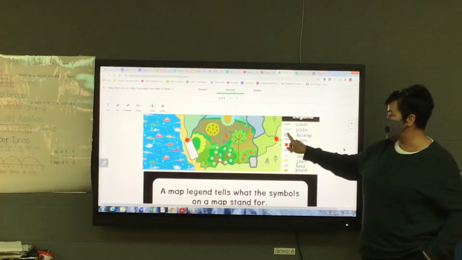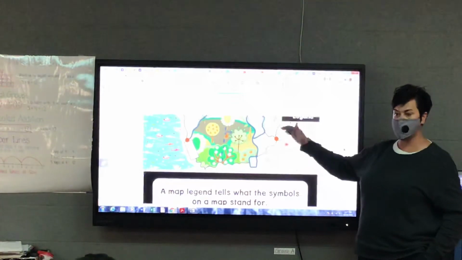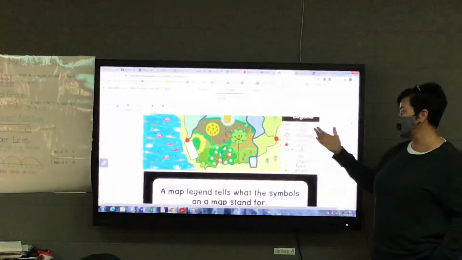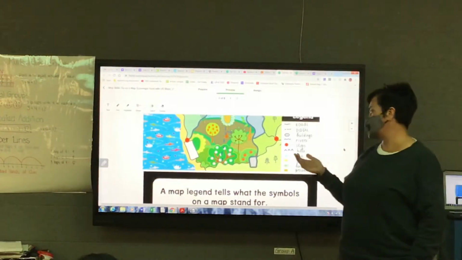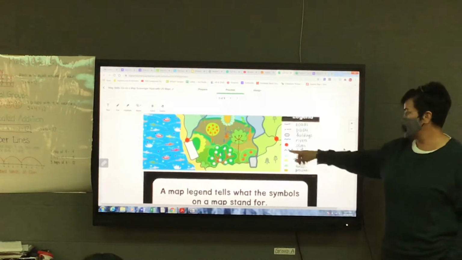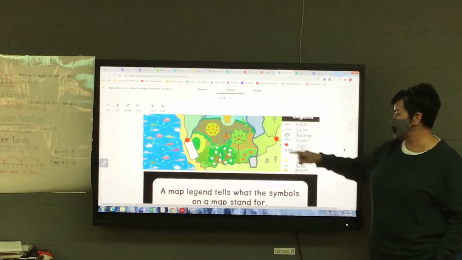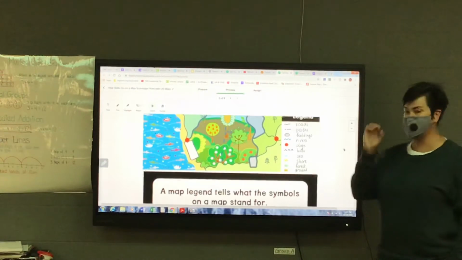So do you see the oval here? The gray oval with the dark around it? What are those? Buildings. Those are different buildings. What are the blue squiggly lines? The red dots?